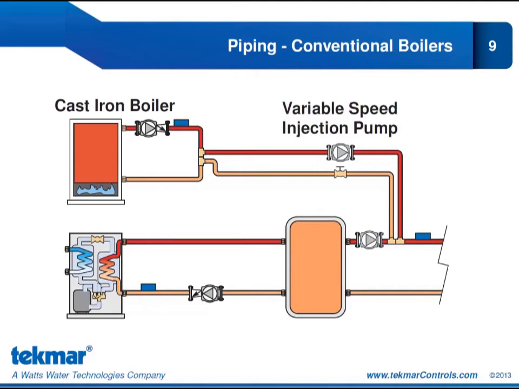Now that doesn't mean that that's the temperature of water I want on my distribution side. So having this variable speed injection pump inject water at a certain rate depending on what my target temperature is allows me to have boiler protection and to control the temperature that my distribution system will be receiving.